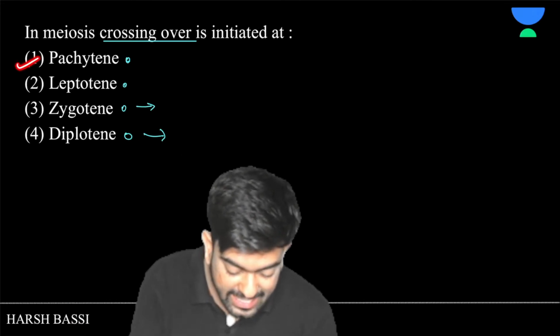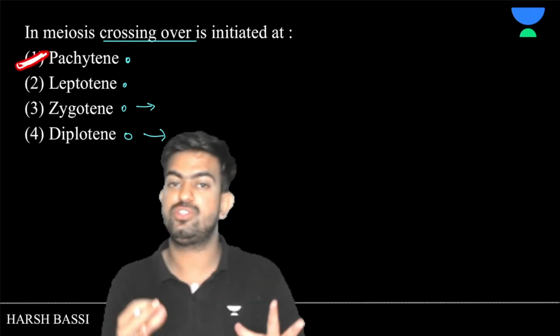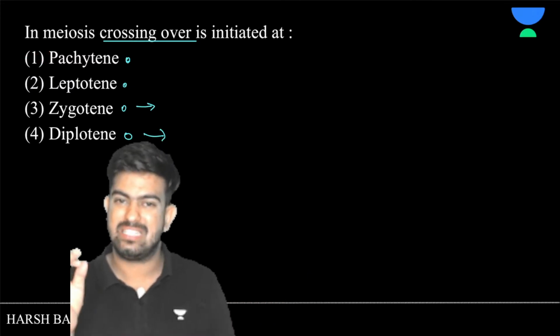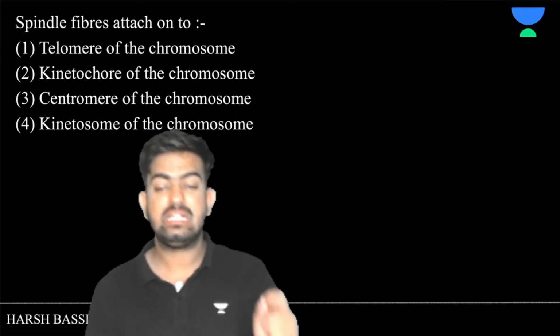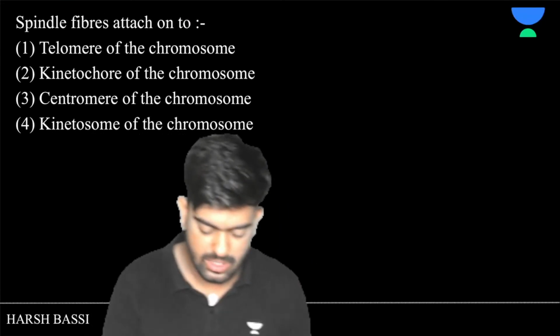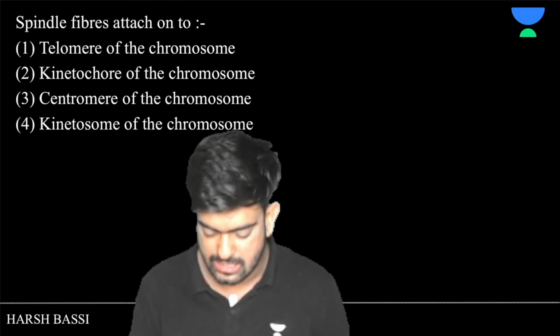So pachytene is the only place where crossing over is taking place. Yes or no? That's very good. Now let's move on, and this is a very easy question. This question you can do very easily.